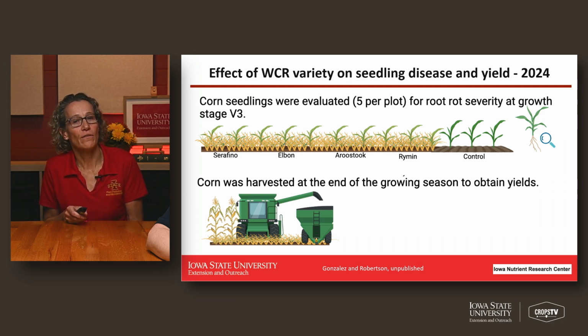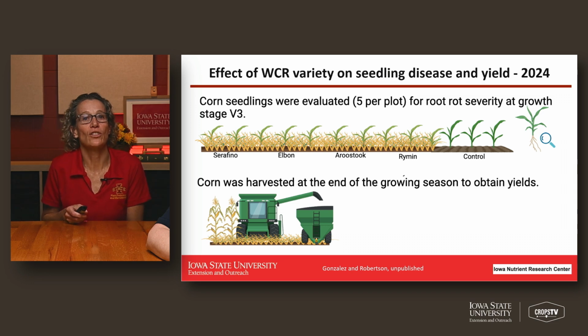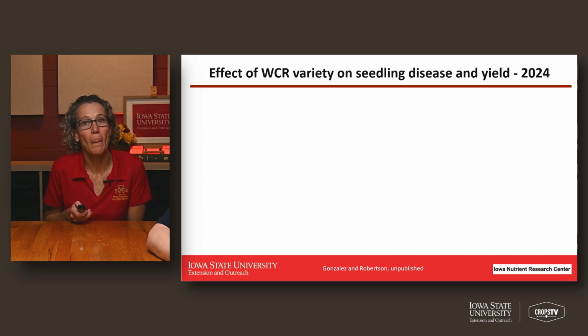varieties of cereal rye, and with our no cover crop control, we plant corn into the cereal rye and the no cover crop control, look at seedling disease at around growth stage V3, and then we harvest the corn at the end of the growing season to obtain yields. And 2024 was the first year that Esteban did this research.